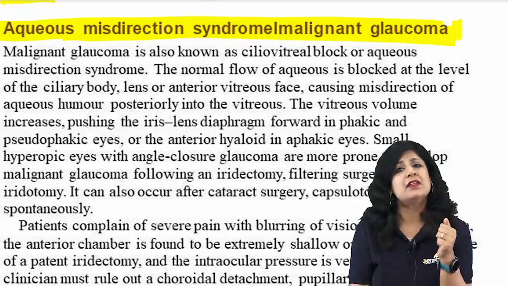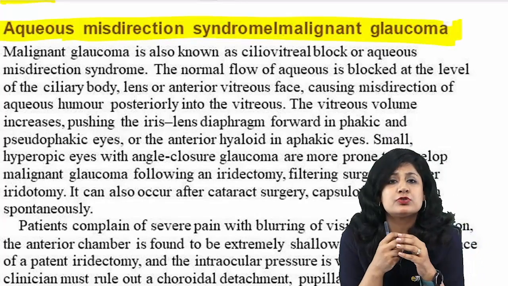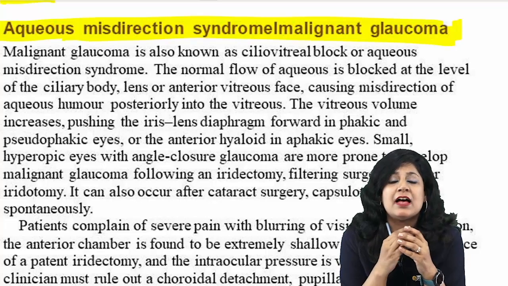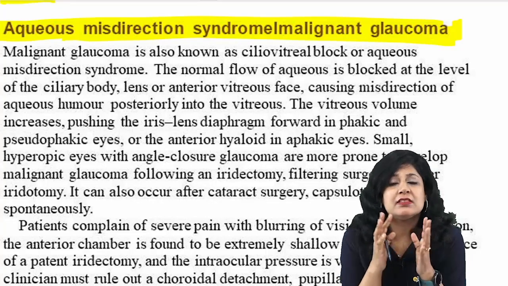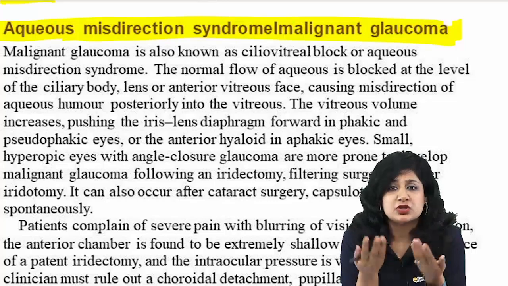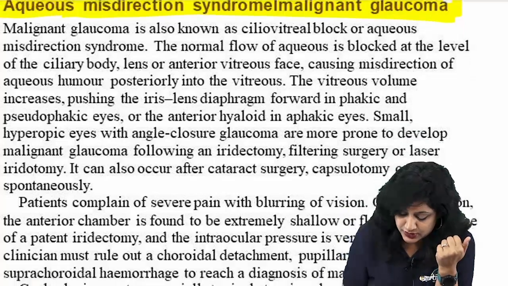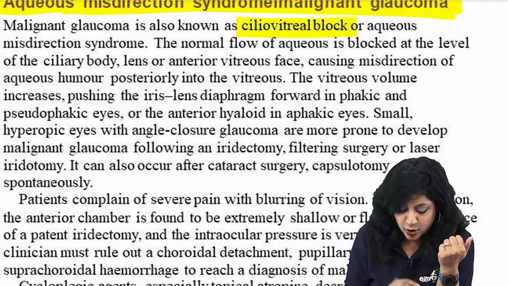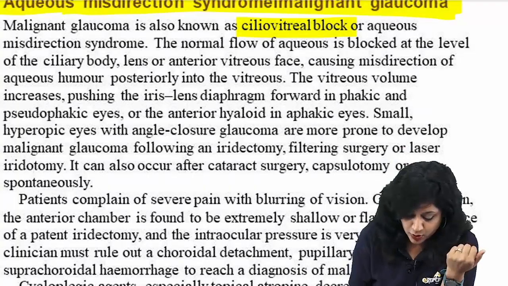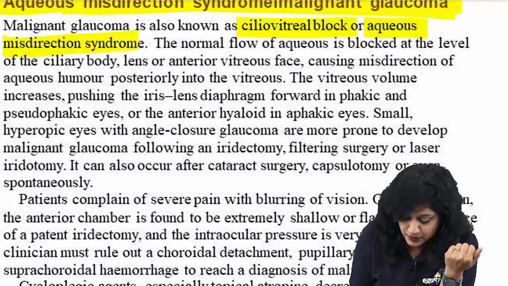Malignant glaucoma is again important because it is found in most cases after some intraocular surgery, and this surgery has led to misdirection of the ciliary processes. So this is also called ciliary block glaucoma, ciliovitreal block, or aqueous misdirection syndrome.